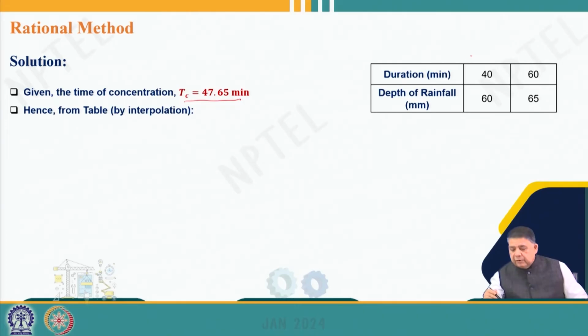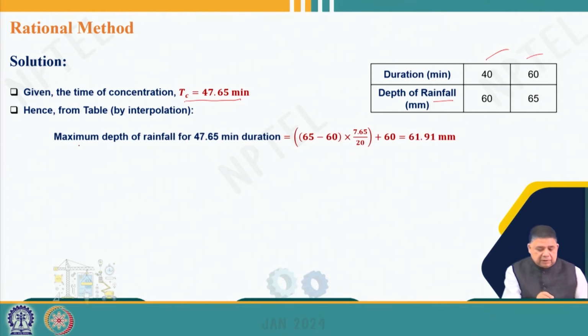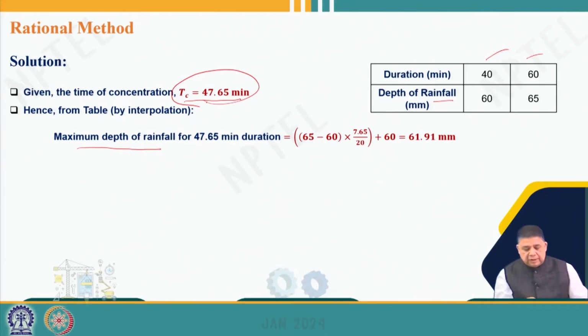Of course, we have been given the time of concentration here, and also for different durations we have the depth of rainfall. So, using these three pieces of information, we have to determine the maximum depth of rainfall that would occur over this time of concentration of 47.65 minutes. I have just used the truncated table here because our time of concentration lies between 40 and 60 minutes. So, of course, we have to do linear interpolation here. We will use 40 and a depth of rainfall of 60 as the base value, which is here, and then we know that over these 20 minutes the rainfall increases by 5 mm.